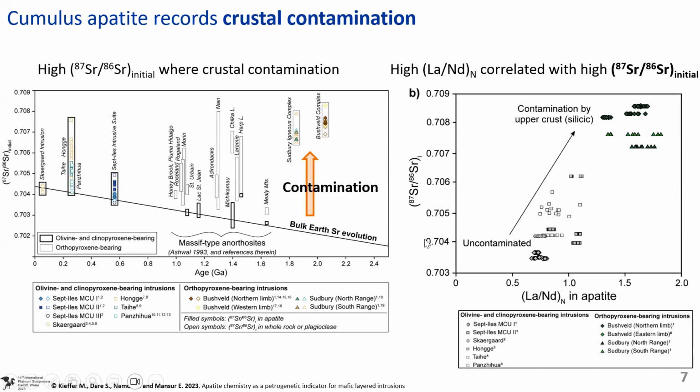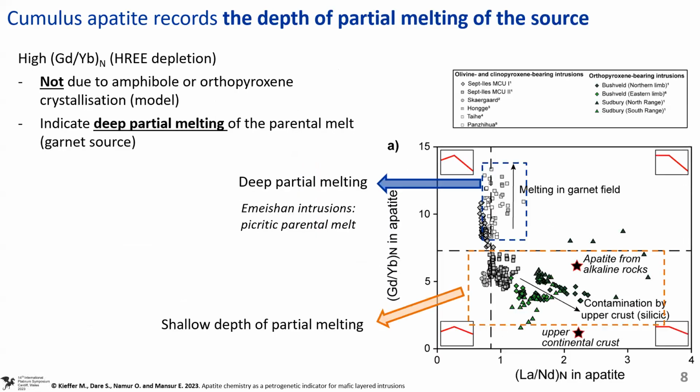So as I said, we correlated this strontium initial ratio with the lanthanum over neodymium ratio in apatite, and you see that a higher ratio corresponds to samples where there is crustal contamination. Using the same diagram, we can also talk about the depth of partial melting. So samples in gray here correspond to a deep partial melting of the parental melt.